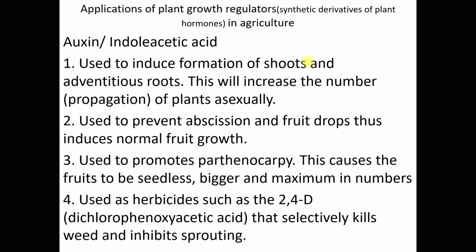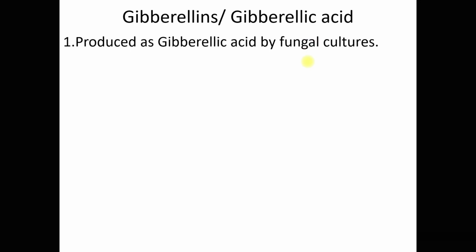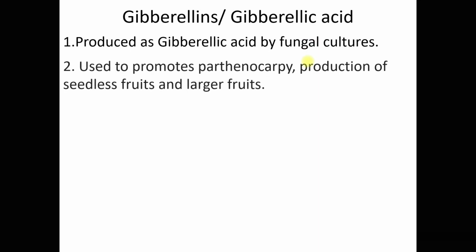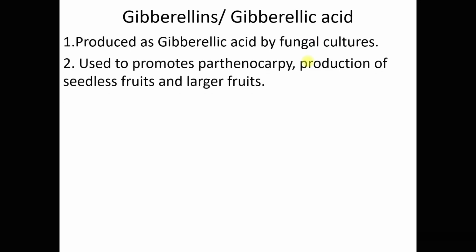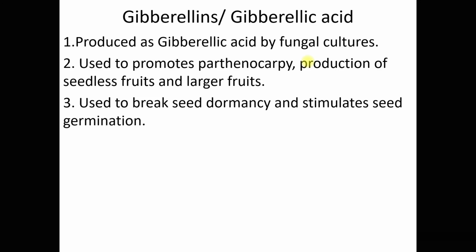Now gibberellins, or gibberellic acid. When it comes to gibberellins, the B is a double B. The L can be double or singular. Gibberellic acid is produced by fungal cultures and used to promote parthenocarpy, production of seedless fruits and larger fruits, similar to auxin. It is used to break seed dormancy and stimulate seed germination.